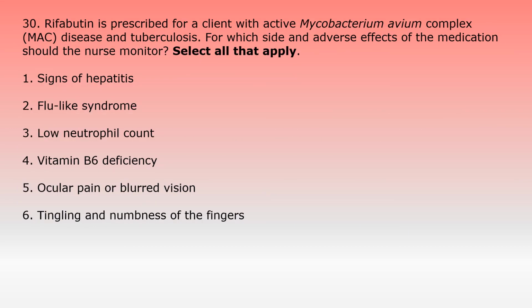30. Ritonavir is prescribed for a client with active Mycobacterium avium complex, MAC, disease and tuberculosis. For which side and adverse effects of the medication should the nurse monitor? Select all that apply. 1. Signs of hepatitis. 2. Flu-like syndrome. 3. Low neutrophil count. 4. Vitamin B6 deficiency. 5. Ocular pain or blurred vision. 6. Tingling and numbness of the fingers.